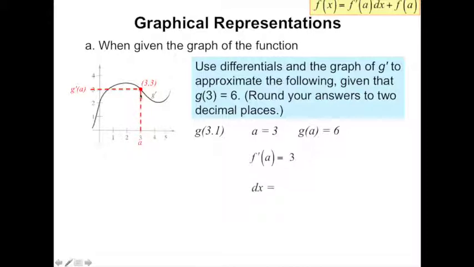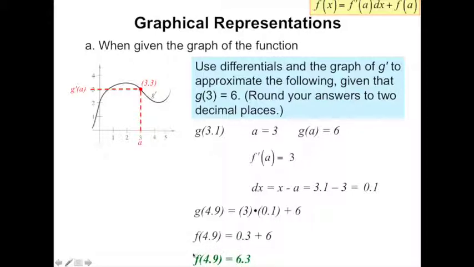And our increment now, we're approximating 3.1, so we're over here to the right of this point of tangency, which means we're going to have a positive differential. That's going to be 3.1 minus 3, so our differential is 0.1. Plugging that into the linear approximation expression, we have the derivative, which is 3, times the differential, which is 0.1, plus 6. Simplifying that, we have an approximation of 6.3.